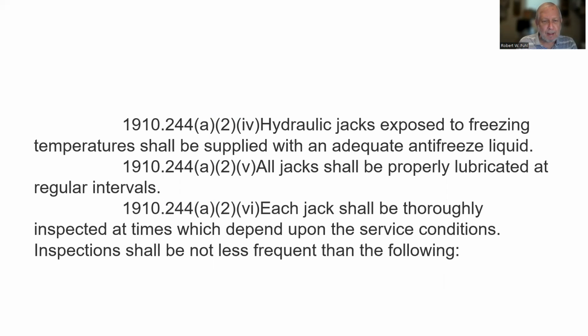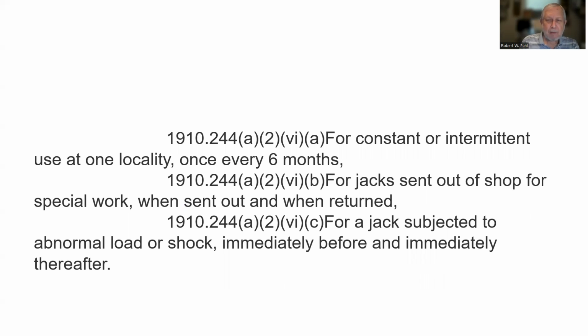Each jack shall be thoroughly inspected at times which depend upon the service conditions. Inspection shall be not less frequent than the following. That's a little common sense here. Inspections of jacks for constant or intermittent use at one locality, once every 6 months. Constant or intermittent use, so in other words, you're going to use it pretty often, and if that's the case, you only have to inspect it every 6 months at one locality. That's kind of important too.